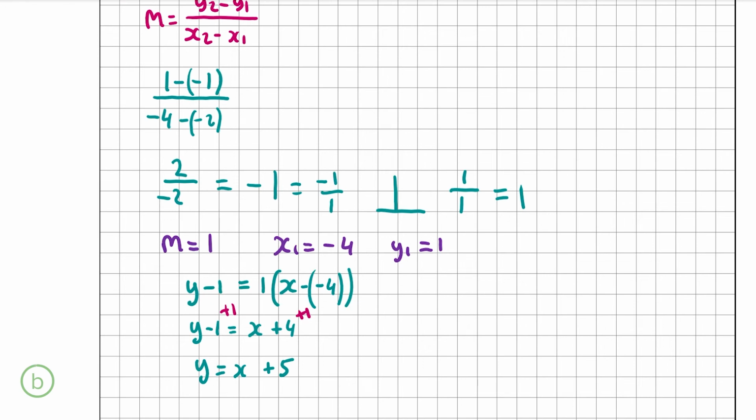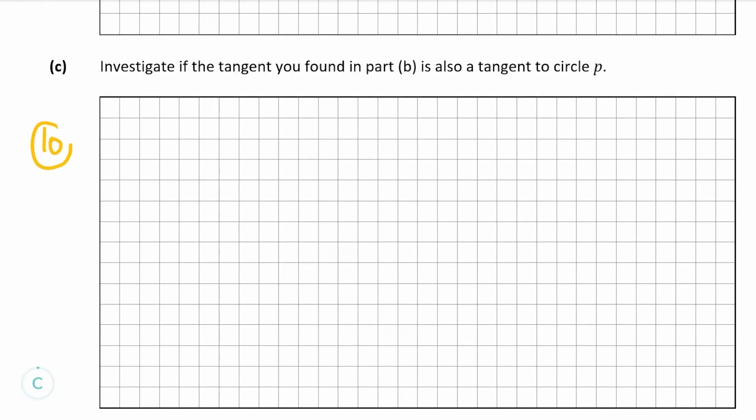So now we're going to have a look at part C. This is the final part, and it's worth 10 marks. So here we have to find out if the tangent that we found in part B is also a tangent to the circle P. So to do this, we're going to work out the perpendicular distance between the equation of the line and the centre of circle P. That should be equal to the radius of P if it's a tangent. If it's not equal to the radius of P, then it's not a tangent to the circle P.